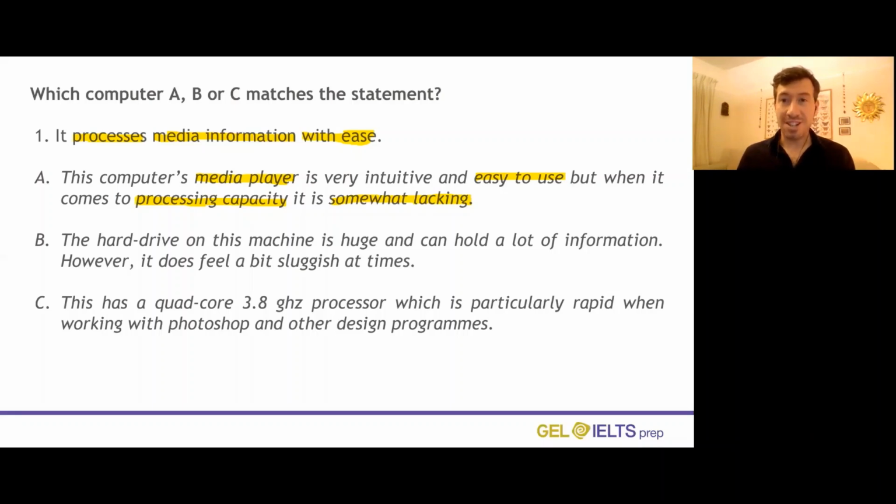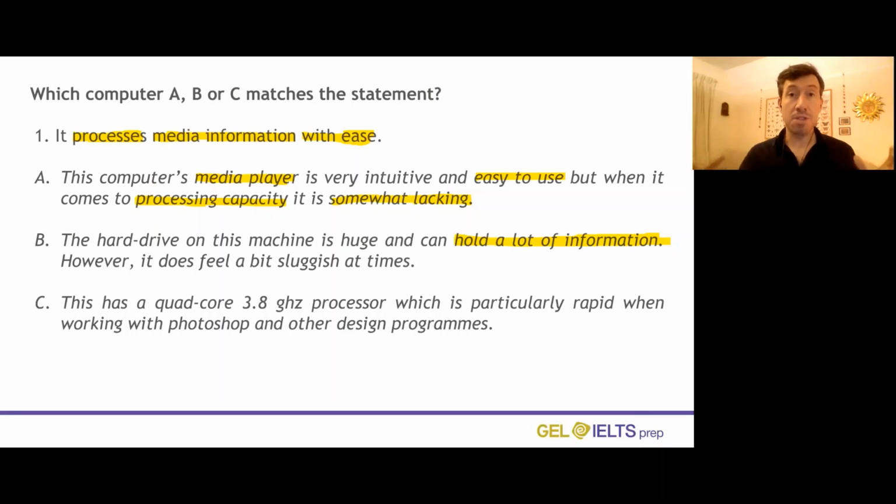Now let's look at this second one. It says, B, the hard drive on this machine is huge and can hold a lot of information. Again, we've got media information here and hold a lot of information here. But there's two different things that a computer can do. One is process information and the other is hold information. And they are two different things.